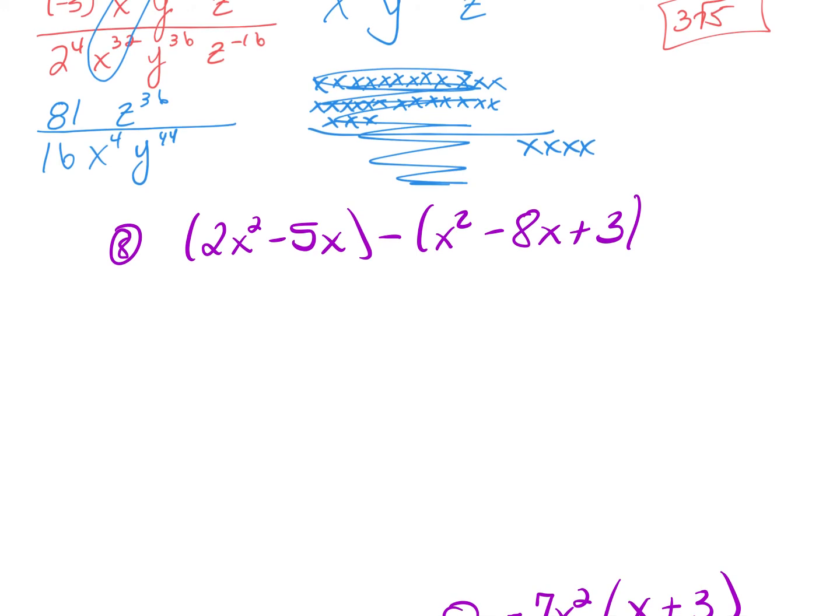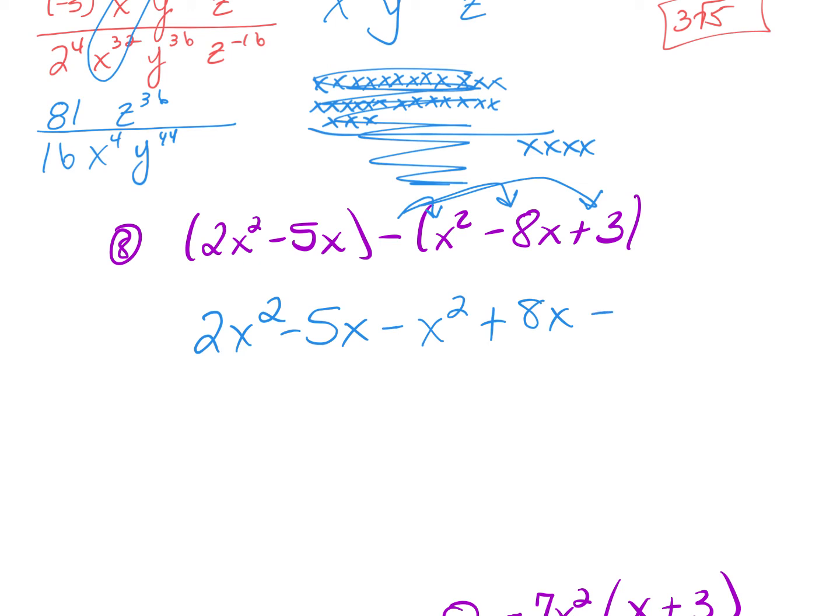Subtract. So before I can just start combining all my like terms, what do I have to do with this negative sign? Distribute it. I have to distribute it to everything. Good job. If you forget to do that, then your whole question is going to be wrong. So we have 2x squared minus 5x. Then I have minus x squared. What's minus a negative the same as? Plus 8. Plus 8x. And then I have minus 3.